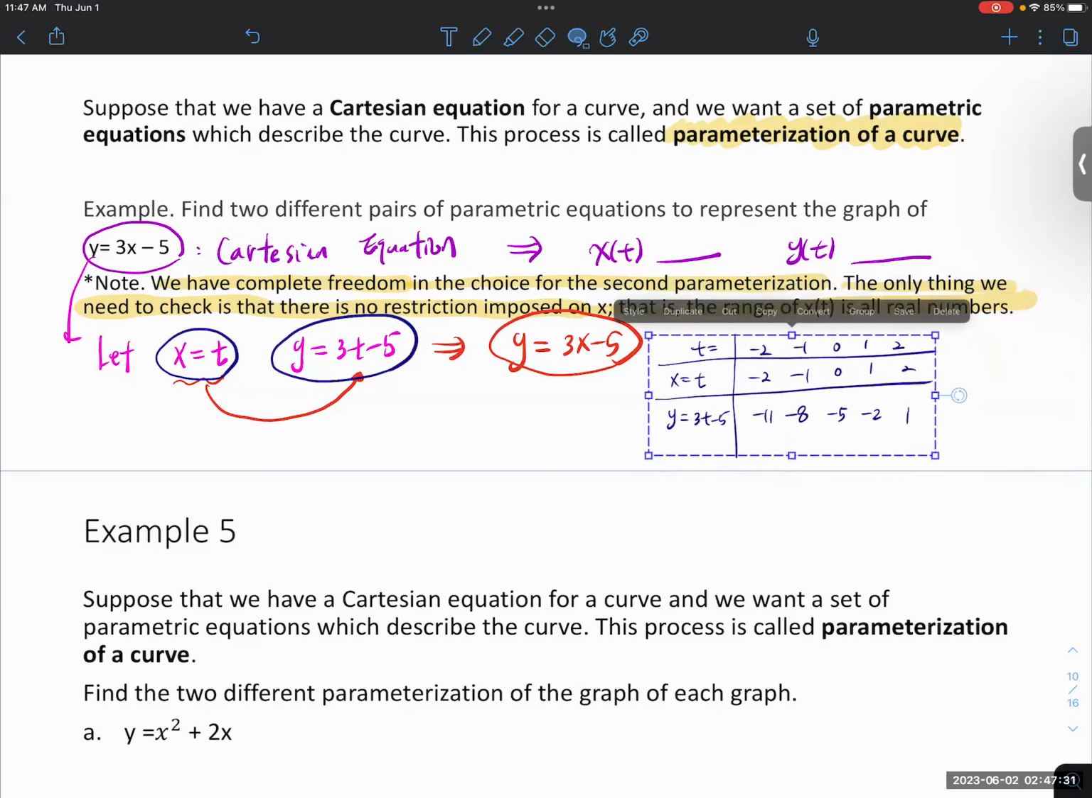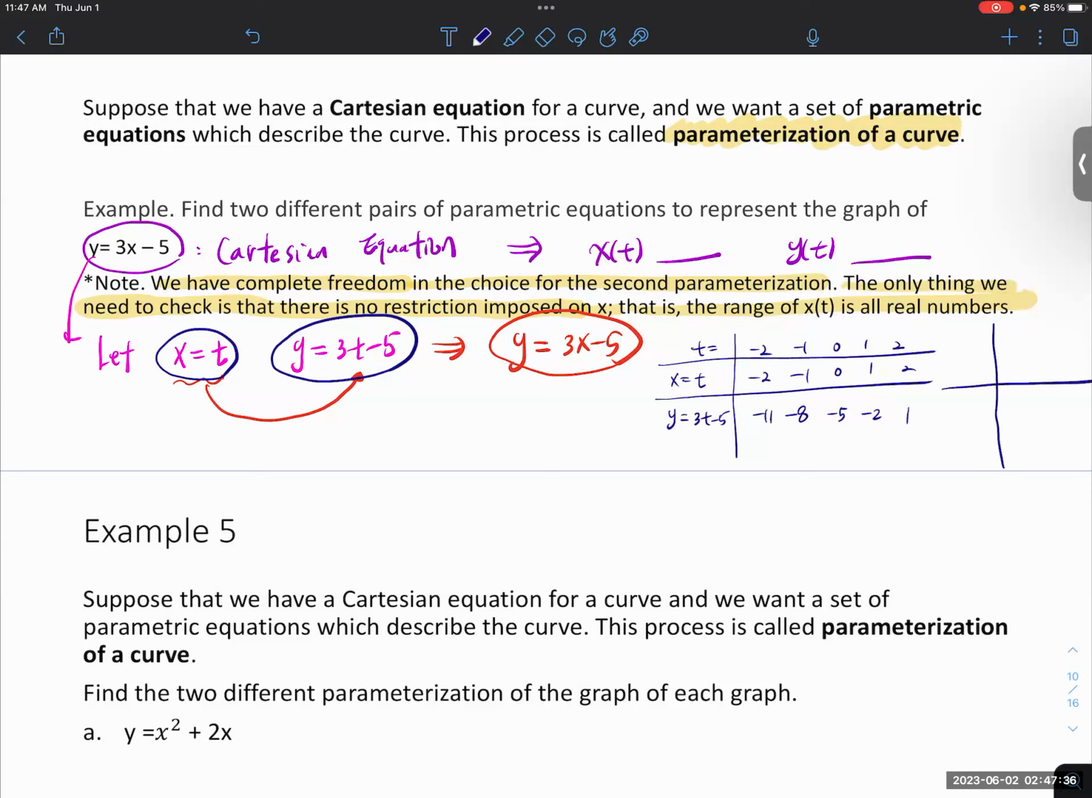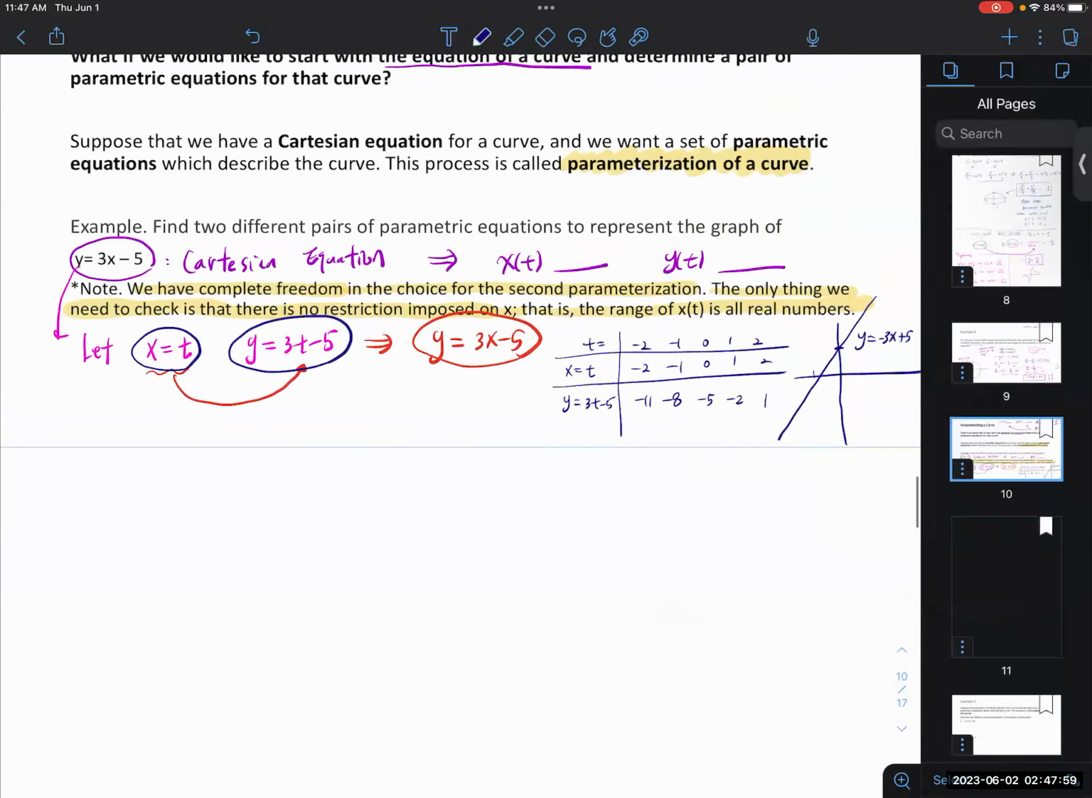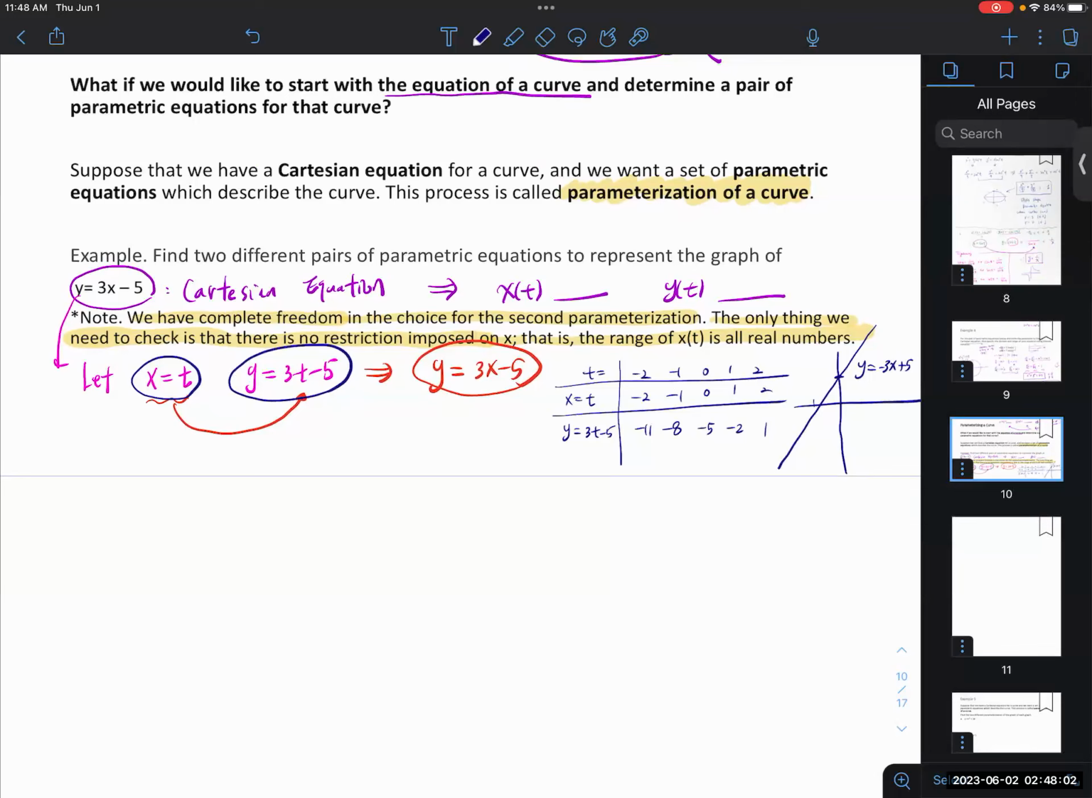And then when you graph it, it is going to be linear. So -2, -11, something here, and all the way up, this is the graph. Y equals 3x minus 5. Are you okay with that? Actually, let me graph it again. They're going to pass through the y-intercept. This is the graph. Y equals 3x minus 5. Okay, so we just found one pair of x and y functions. Are you okay with that?